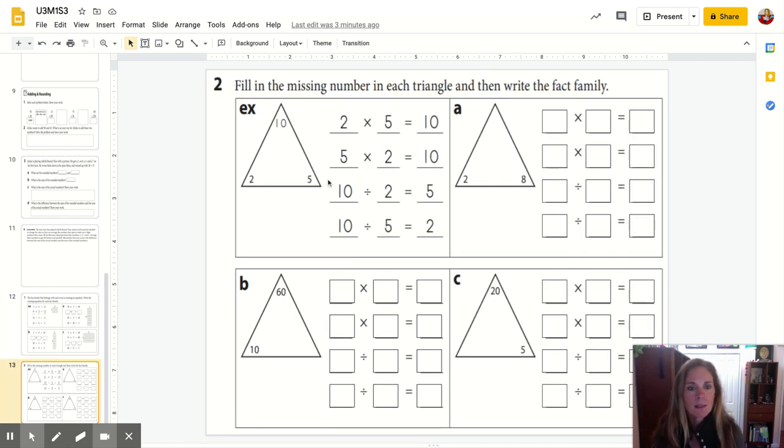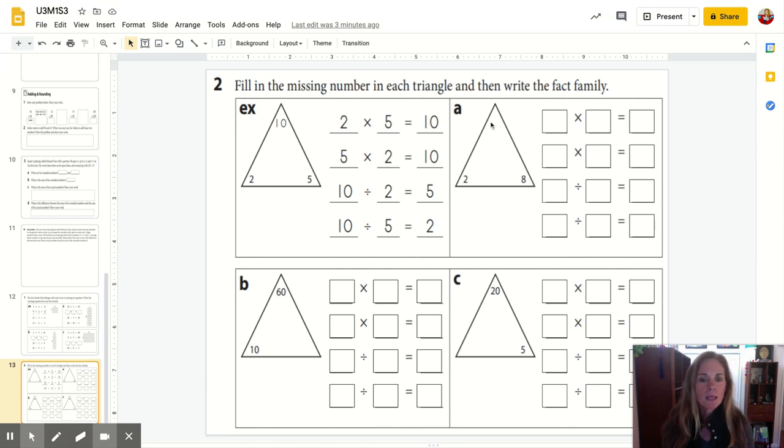And then on the next slide, it's similar, except you do not have the arrays. So this is what the fact family looks like. You can see that all of these numbers interact with each other. 2 times 5 equals 10. 5 times 2 equals 10. 10 divided by 2 equals 5. 10 divided by 5 equals 2. Can you figure out what this number should be?